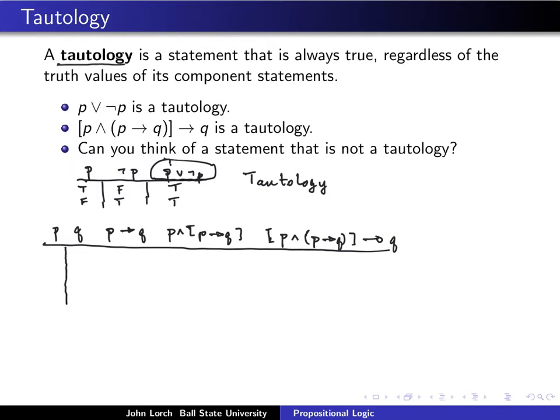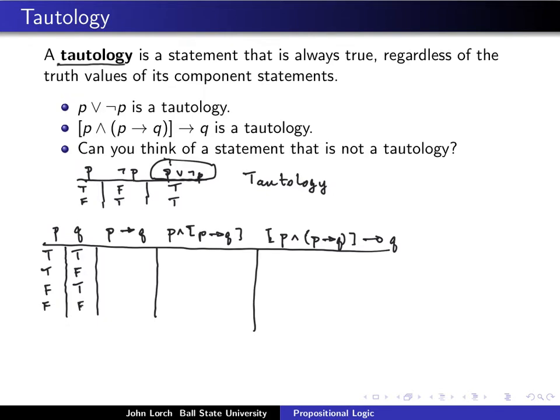All right, so there are our columns for our truth table. So first we list the truth values of P and Q. They could both be true, or P could be true and Q could be false, or P could be false and Q could be true, or they could both be false.